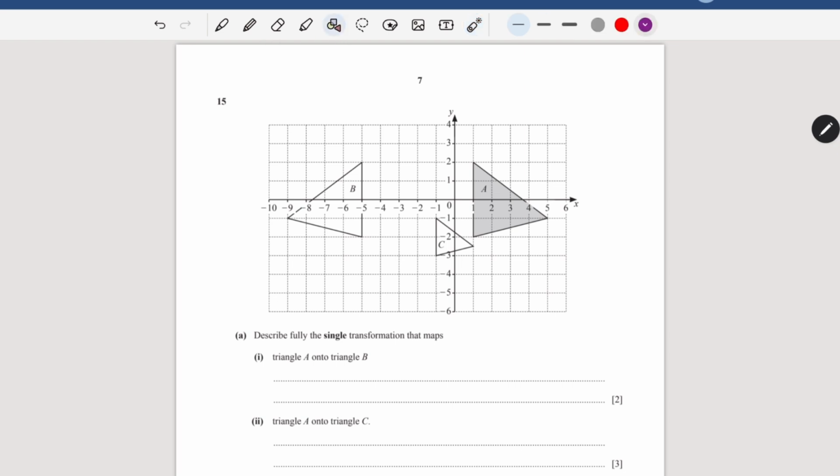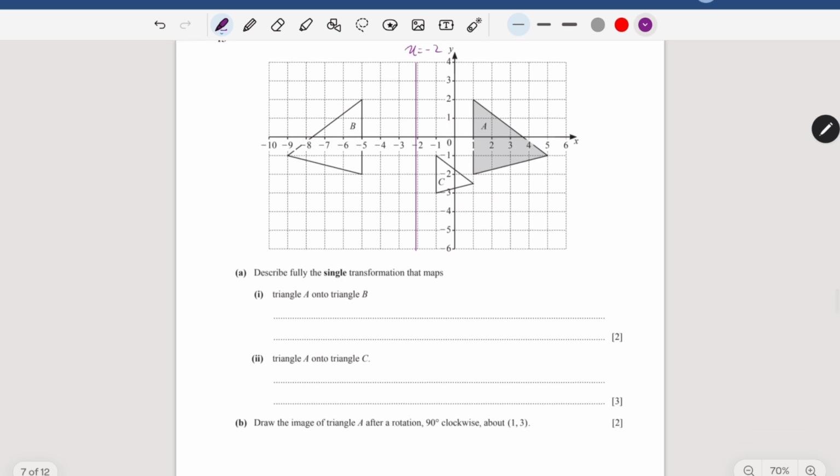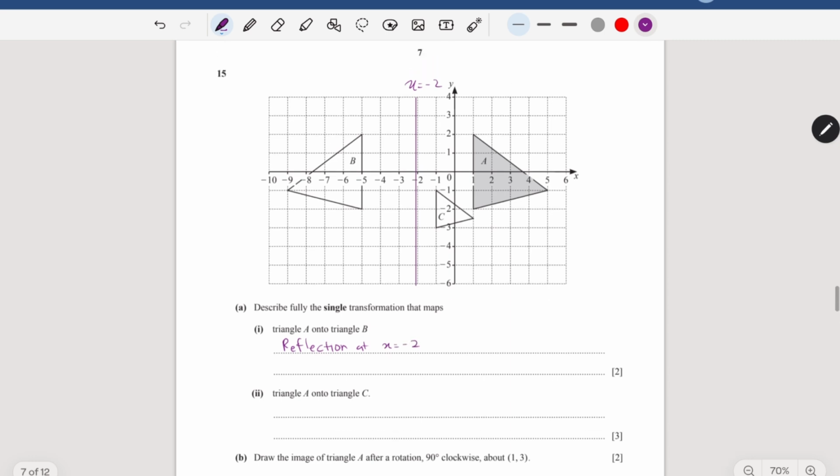Okay, let's draw the line of reflection. Alright, so your line of reflection is x equals -2. That's your answer: it is a reflection at x equals -2. When you answer this, you will get your 2 marks.